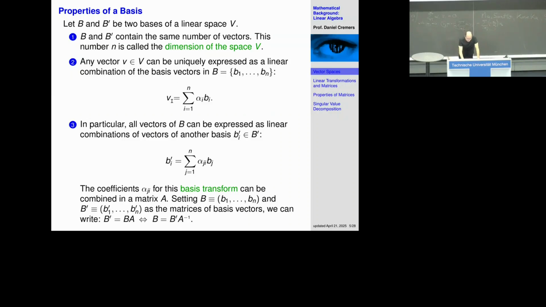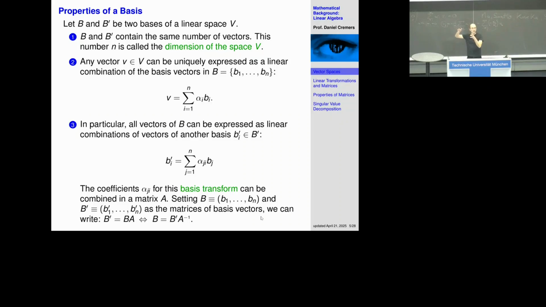And in particular, this statement that any vector can be expressed as a unique linear combination of basis vectors entails that if you have another basis, then all the vectors of that new basis can be expressed as linear combinations of the old basis. So B prime is the new basis vector, B is the old one, and here you have some linear combination. And these coefficients that make this unique linear combination, they form a matrix that is called the basis transform.